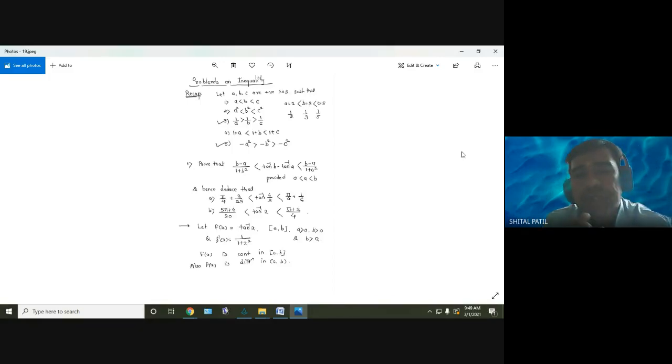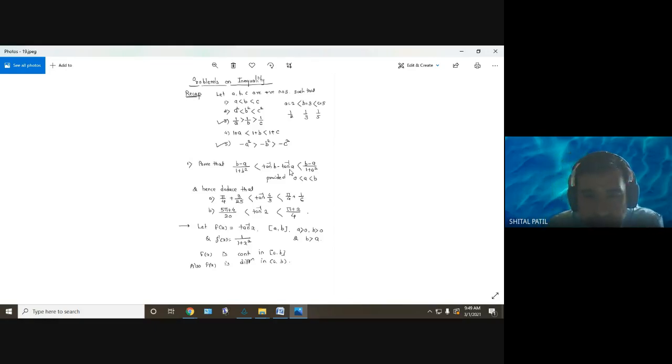Okay. So the next question was to prove that B minus A divided by 1 plus B square is less than tan inverse B minus tan inverse A is less than B minus A divided by 1 plus A square, provided A and B are positive and B is greater than A. And then we have to deduce these two results. So we considered f of x equal to tan inverse x, right? We constructed this function. The function is not given in the example. So tan inverse x was taken.